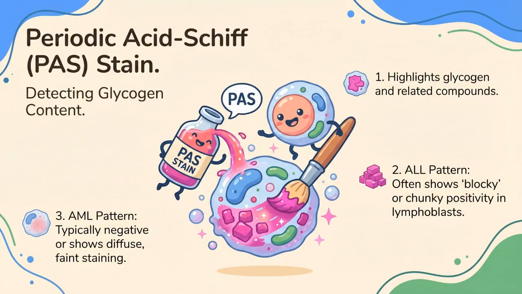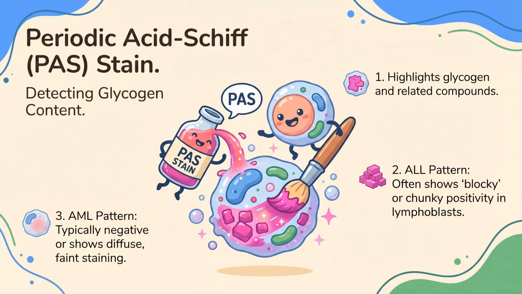For instance, in acute lymphoblastic leukemia, or ALL, you'll often see a block-like or granular pattern of PAS positivity in the lymphoblasts. This contrasts with myeloblasts in AML, which typically show a diffuse, weak, or negative reaction. Understanding these nuances helps us pinpoint the lineage of the blasts. It's not just about seeing color. It's about interpreting the pattern and intensity of that color. This cytochemical reaction provides a biochemical fingerprint, guiding us toward an accurate diagnosis.